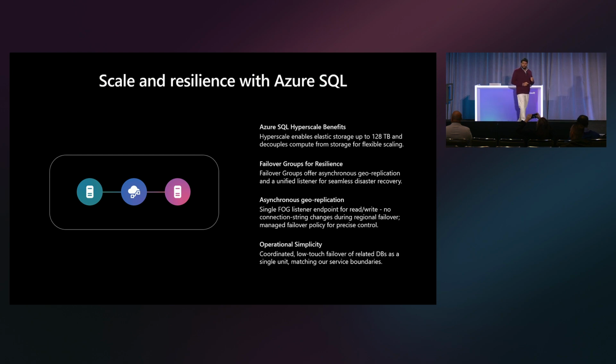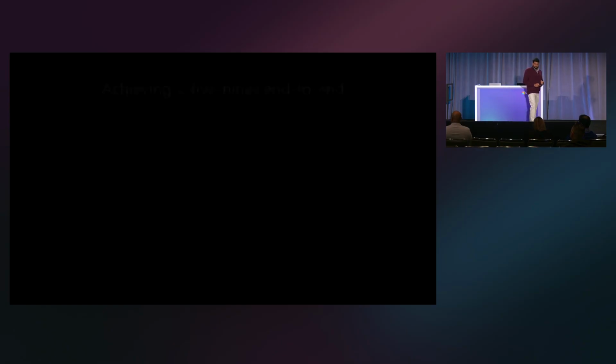FOG is a good feature that we use. Pretty impressed by that, by having geo-replication asynchronously. And also, it provides one connection string for your code to talk to this. And the failover from an unhealthy region to a healthy region happens without anything. It just happens behind the scenes. You don't need to make any connection string changes. All these things made our DR operations pretty simple.